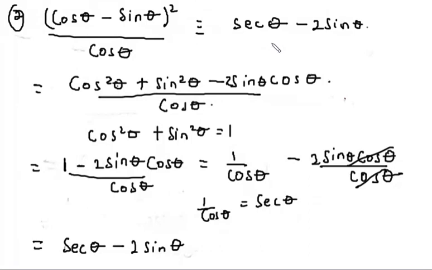Let's take another example. Let's say cosec theta sec theta over cot theta is equivalent to 1 plus tan square theta. You can pause the video and try to work this one out yourself.